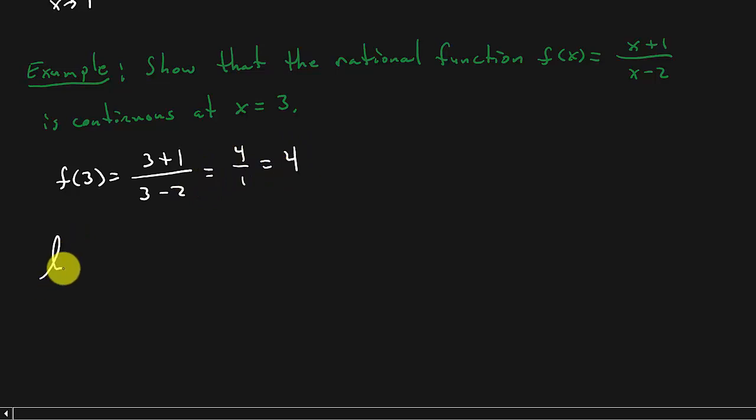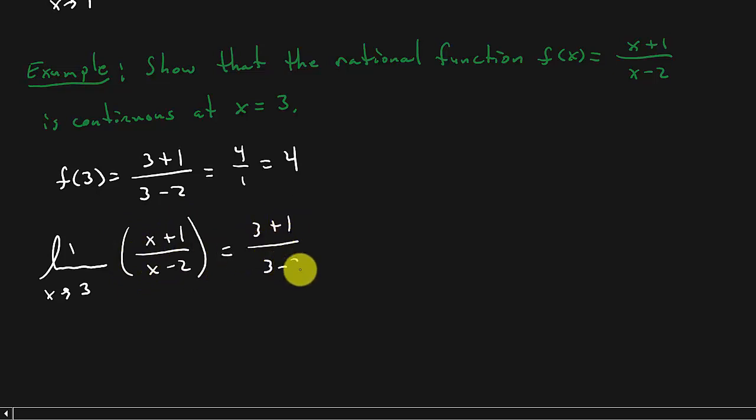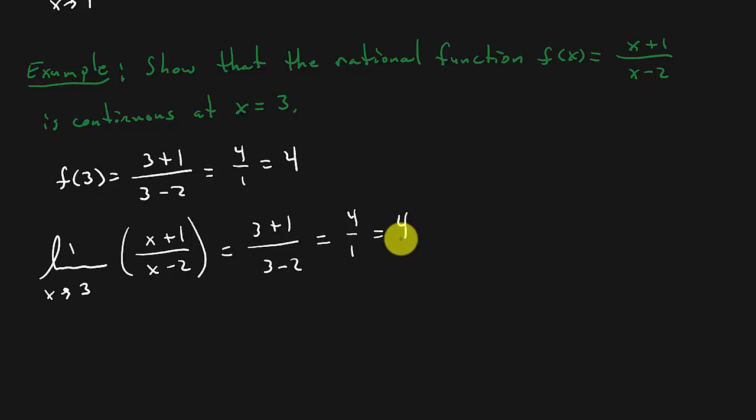And then we have the limit as x approaches 3 of f of x, which is x plus 1 over x minus 2. So that's going to be 3 plus 1 over 3 minus 2, which is 4 over 1, which equals 4. So the function's defined there. That's the first one that we satisfied. And then the second one, the limit exists.